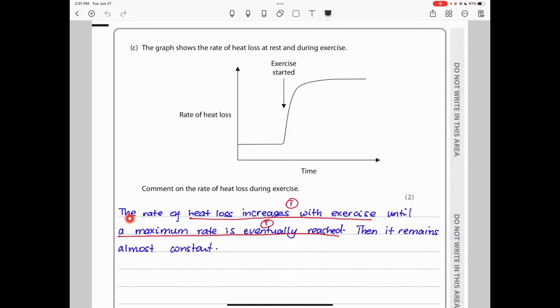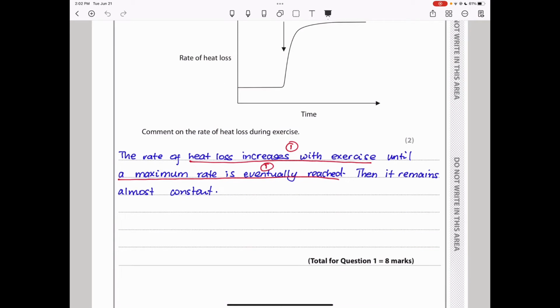So what I saw is the rate of heat loss increases with exercise time. So basically, as time of exercise increases, the rate of heat loss increases. That's one part. And then until a maximum rate is eventually reached. And when it's reached, then the rate is going to remain almost constant. It's almost constant, not constant, because it's not a flat straight line. This brings us to the end of question 1. Let's continue to question 2.